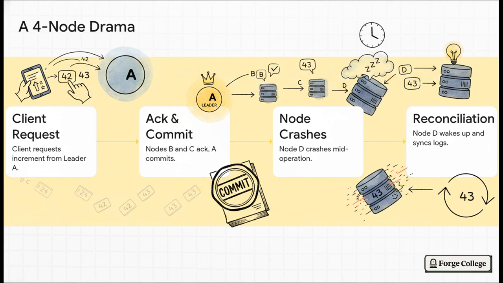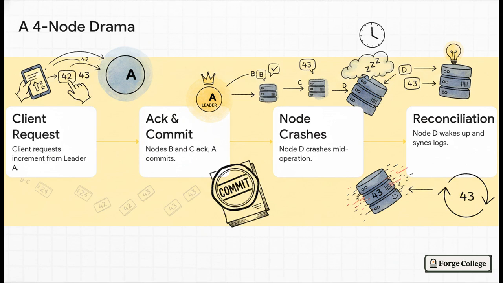Step 2. Node A writes this down in its log and sends a quick message to B, C, and D saying, "Hey everyone, update to 43." Nodes B and C immediately persist it and send back an acknowledgement. Now, since A, B, and C make up a majority, the system commits the change. The counter is officially 43.